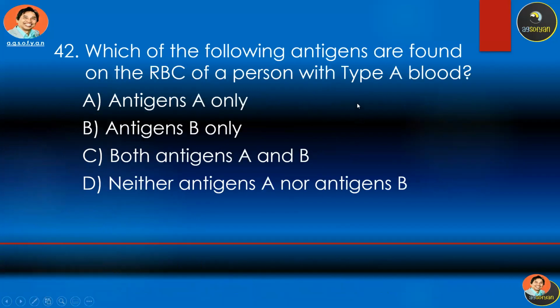Which of the following antigens are found on the red blood cell of a person with type A blood? Okay, we already mentioned if it's type A blood, then only antigen A is present on his red blood cell surface. Okay, how about AB? So which antigen will be present on the red blood cells of someone that has type AB blood? It's going to be both A and B antigens.